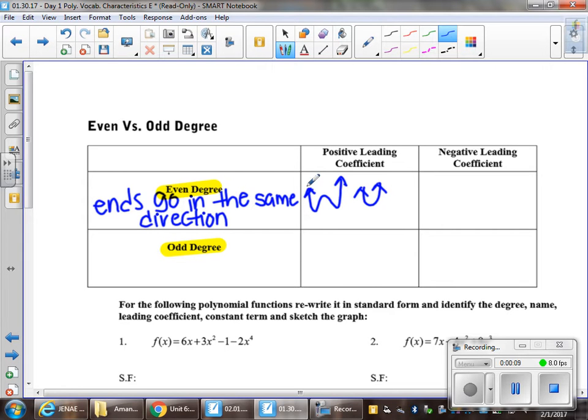So notice how both of the ends of the graph go in the same direction. Okay, so this is a continuation of the day one notes. We just defined even degree, and we are giving examples of a positive and negative leading coefficient, what that would look like. What do you think the negative leading coefficient, the graph of that, what would that look like? In what way? It would be going down.